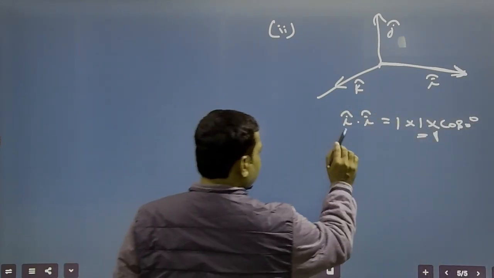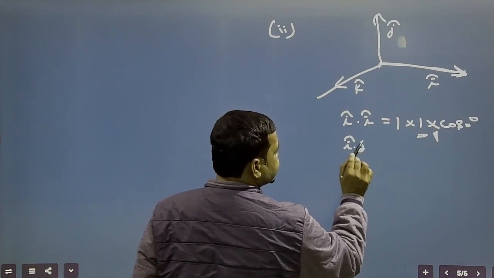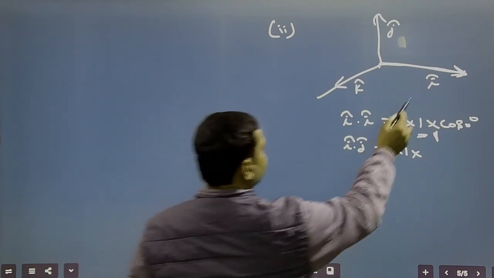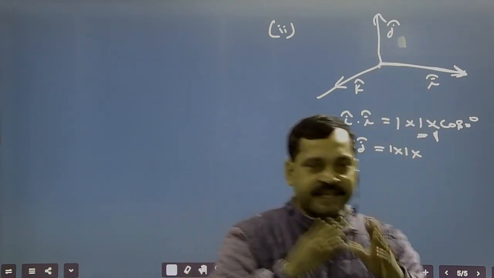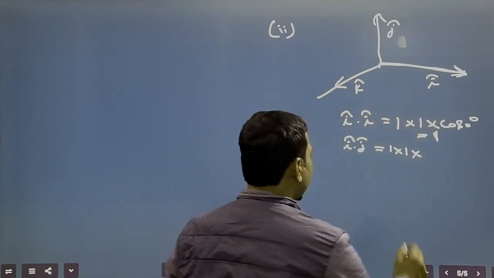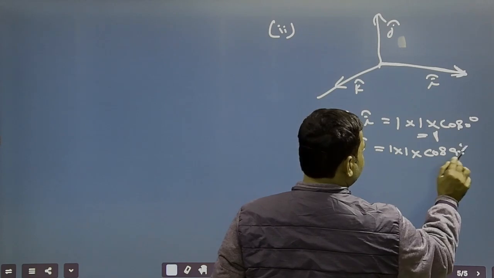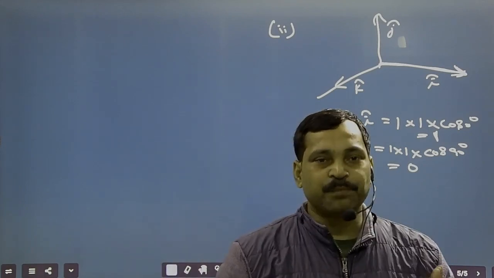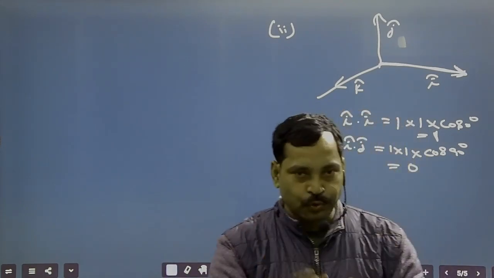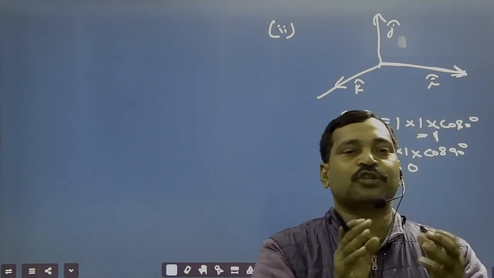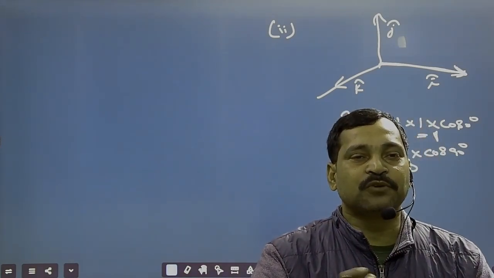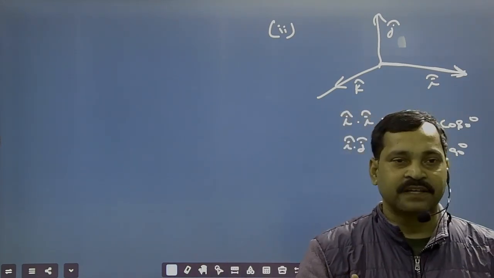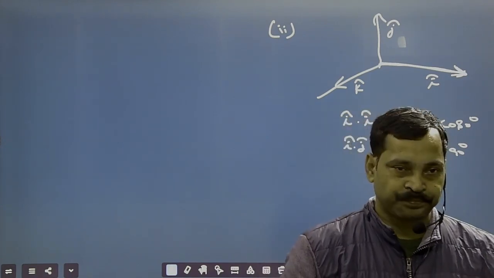In a similar manner, if I want to find i dot j, you know this will be 1, this will be 1, and the angle between the two vectors, that is i and j, the x-axis and y-axis, will be 90 degree. So we can write cos 90, and cos 90 is 0, so this will be 0. This is also very important. So we can conclude that the dot product of two similar orthogonal unit vectors will be 1, and the dot product of two different orthogonal unit vectors will be 0, right?